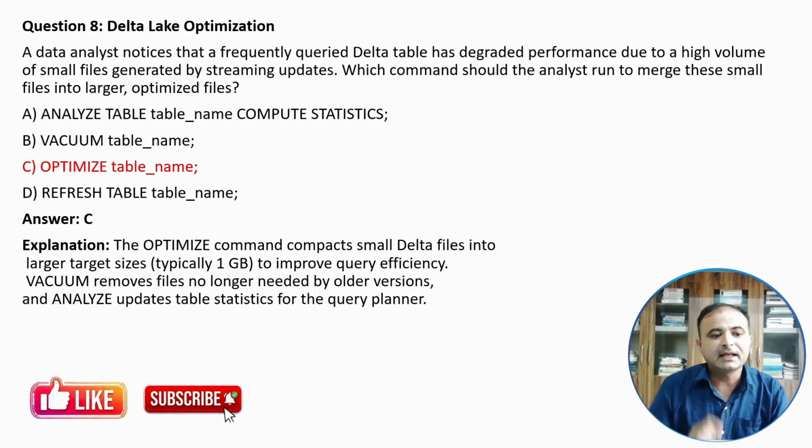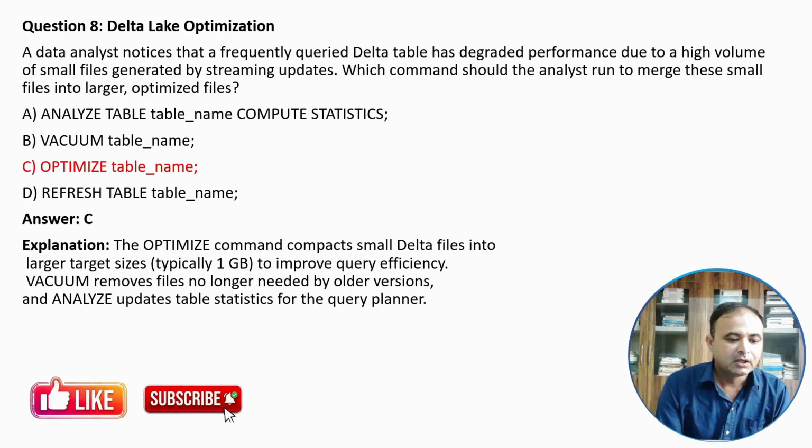Next, Delta Lake optimization. A data analyst noticed that a frequently queried Delta table has degraded performance due to a high volume of small files generated by streaming updates. Which command should be run to merge these small files into larger ones? OPTIMIZE and the table name. That will be the good command to optimize the Delta table. The OPTIMIZE command compacts small data files into a larger target size, typically 1 GB, to improve query performance.